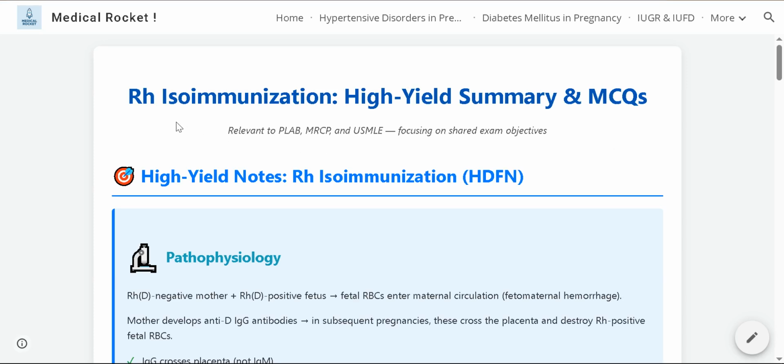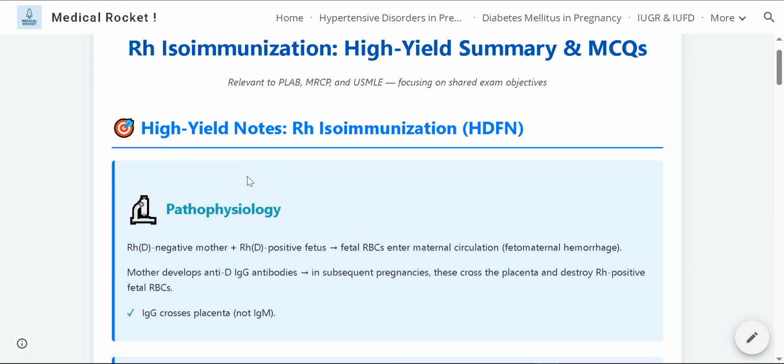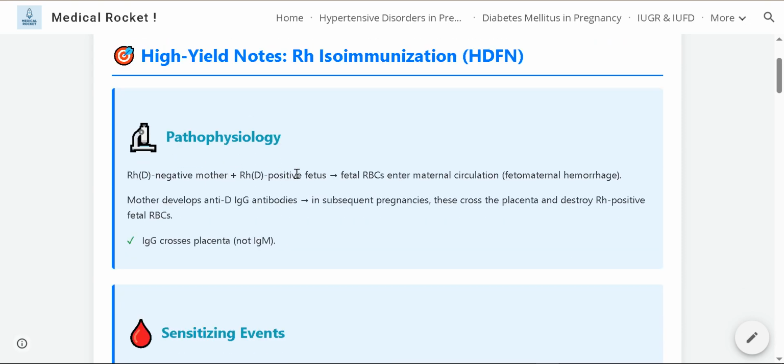Today's high-yield focus is on Rh isoimmunization, a key topic for PLAB, MRCP, and USMLE exams. Let's begin with the pathophysiology. An Rh-negative mother carrying an Rh-positive fetus may be exposed to fetal red blood cells during events like delivery, trauma, or procedures. This exposure is known as feto-maternal hemorrhage.